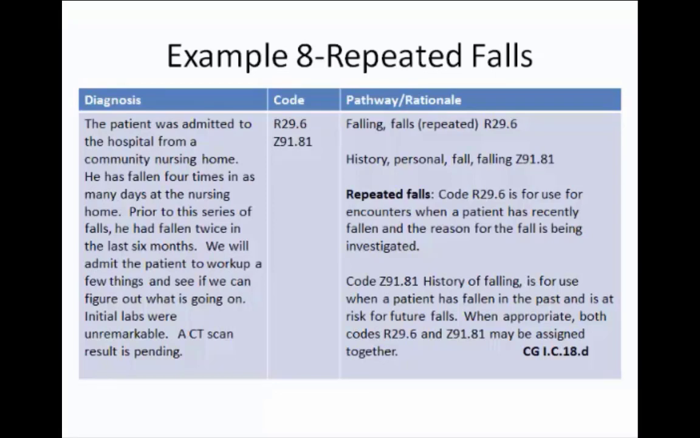In this case, the patient was admitted to the hospital from a community nursing home. He's fallen 4 times in as many days. Prior to this series of falls, he had fallen twice in the last 6 months. We will admit the patient to work up a few things and see if we can figure out what's going on. Initial labs were unremarkable. A CAT scan is pending. So we have nothing more definitive than the repeated falling and the history of falling. And the coding guideline tells us that we can use both codes when it's appropriate.